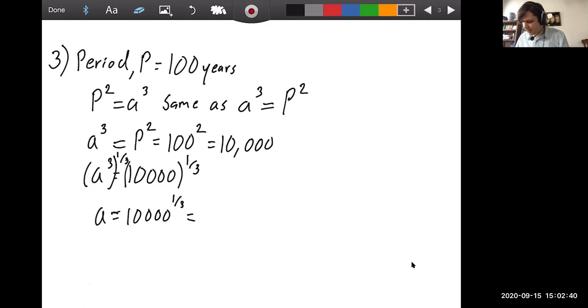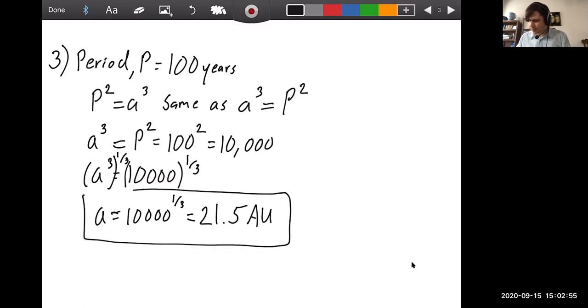And it gives me 21.5. 21.5 what? Well, I have semi-major axis, that's the distance, astronomical units. Proud of my answer. So any object in the solar system with a semi-major axis of 21.5 astronomical units will have an orbital period of 100 years, 1 century. Okay, so let's work one last example.